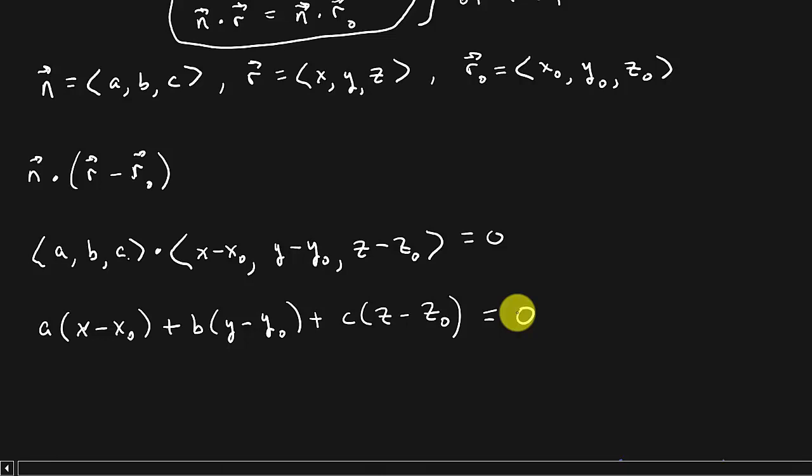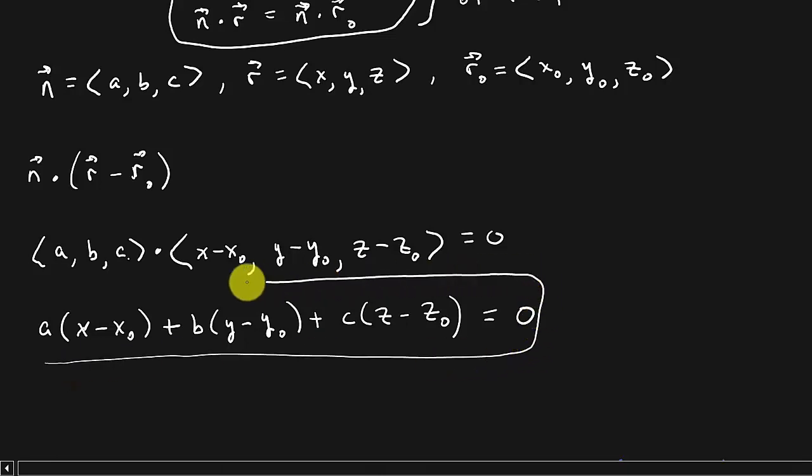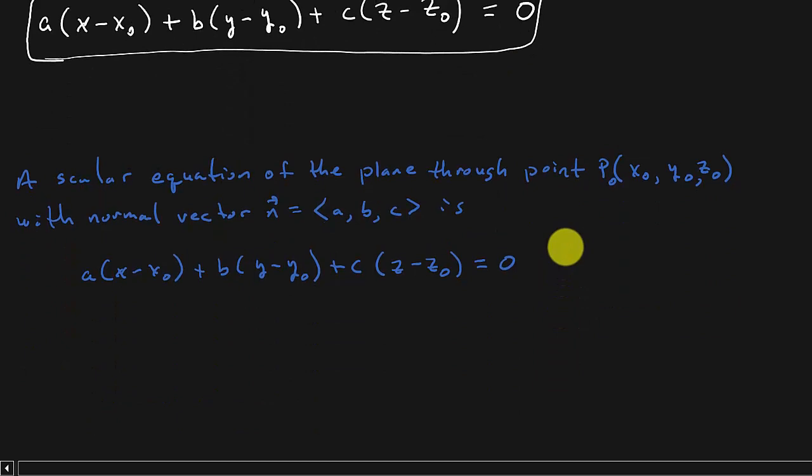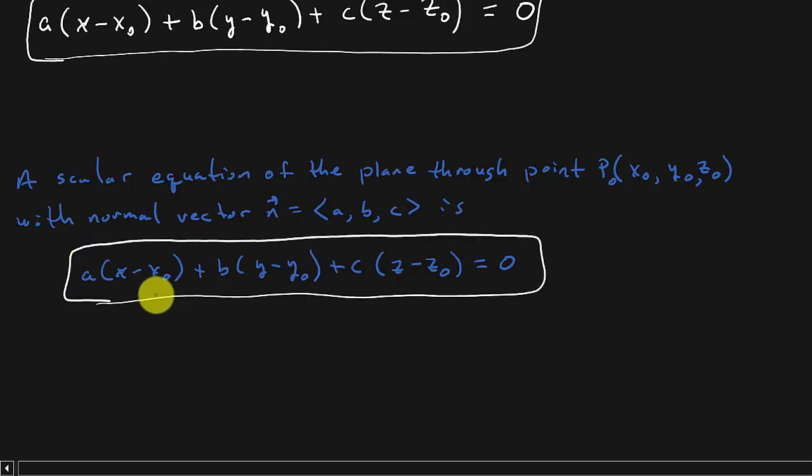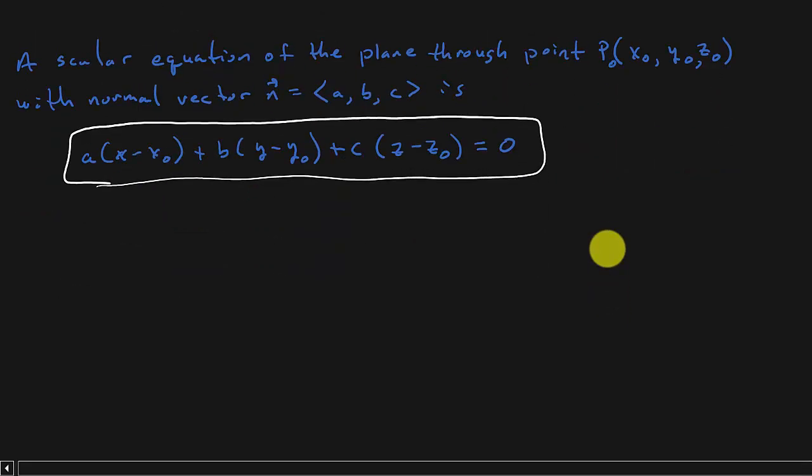And so this is your scalar equation for the plane, which I have written up right here. It says a scalar equation of the plane through point P0 with normal vector n, ABC, is this. You've got to know this. You see that? You've got to know that. All right.